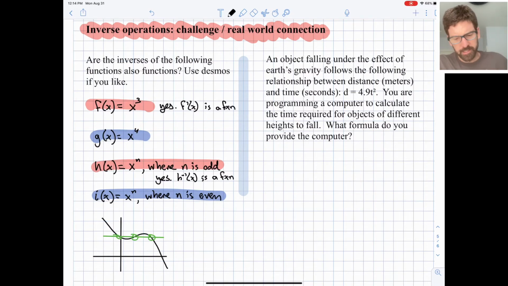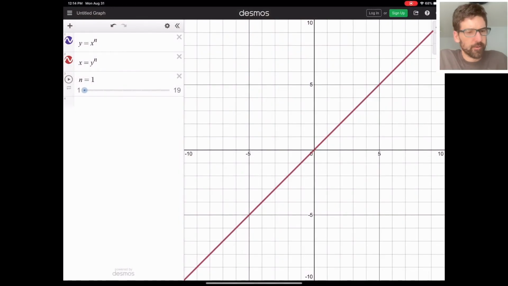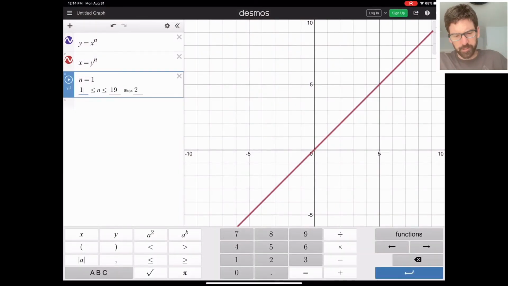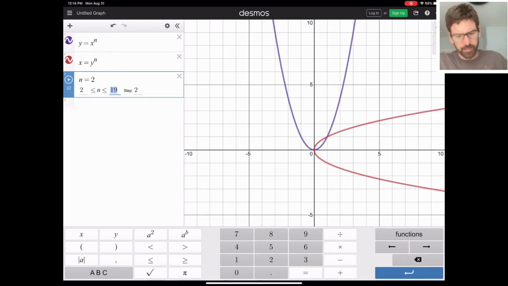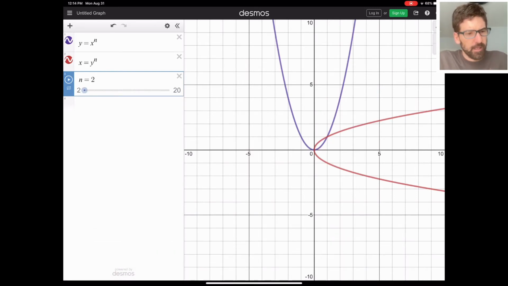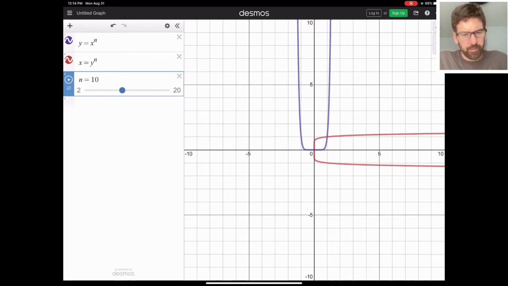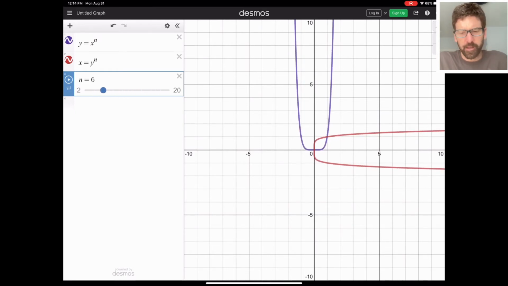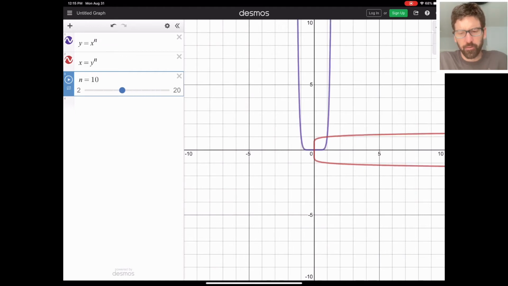We can go back to Desmos and explore with some even functions here. I'm going to change my slider and have it start at 2 and go up to an even number. Now look at purple real quick. Purple looks like it's always a function. It always passes the vertical line test, no matter what the slider's doing, no matter how big our exponent is. But it looks like no matter what, it fails the horizontal line test, meaning that it has an inverse, but its inverse is not a function. Looking at the red kind of sideways graph, that relation always seems to fail the vertical line test, meaning it's never a function.